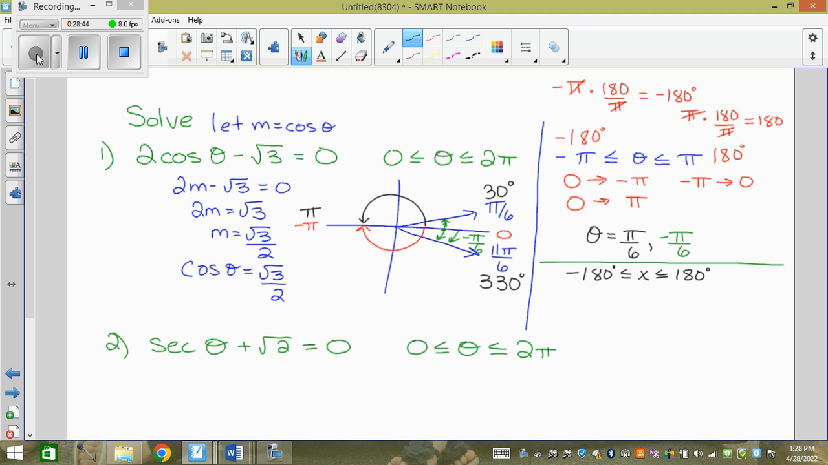So we know theta equals 30. We know that's one of the answers. Now, I have 330. It's too big. How can I find its coterminal that might be smaller than it? Minus 360. And what do I get? Negative 30. Does that fit between 0 and negative 180? Yes.